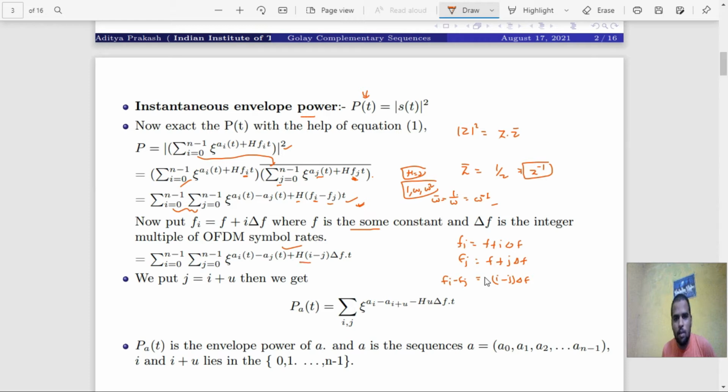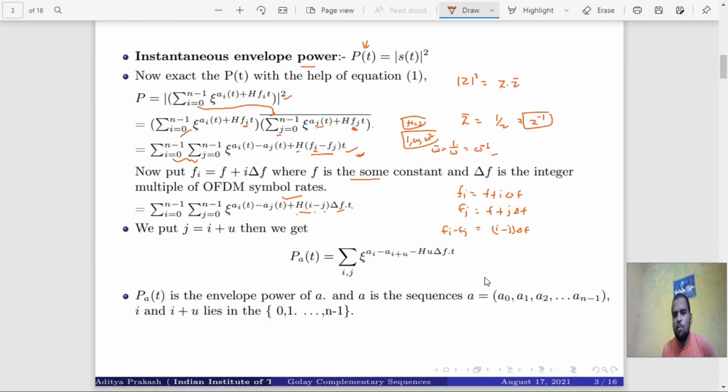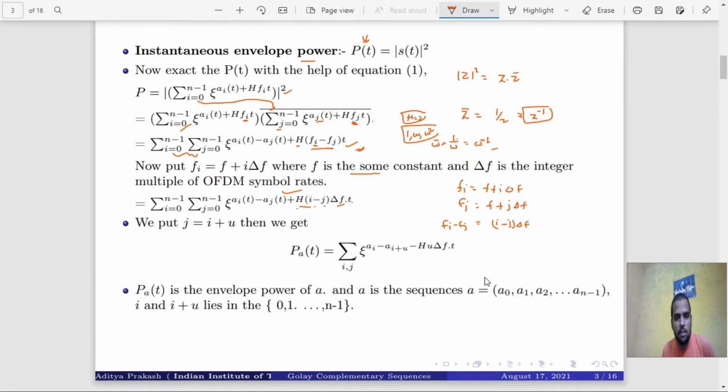Just simply put in this term and we get nothing but h into I minus j into delta f, and t is the t. Now a little bit more simplified in this way: we take j equal to I plus u. When we take j equal to I plus u, then what you get is PAT, nothing but this, and both summations will be replaced by one summation, that means I to j.